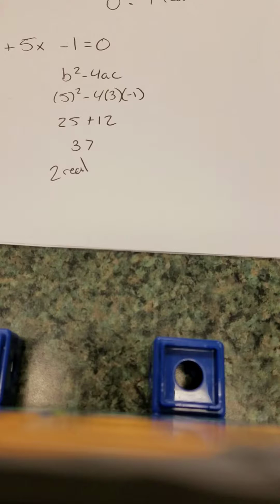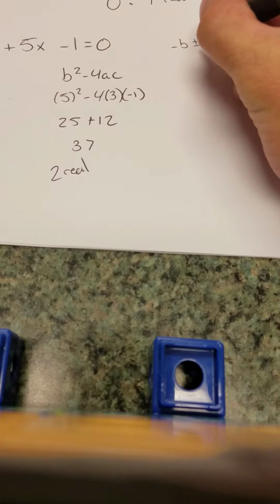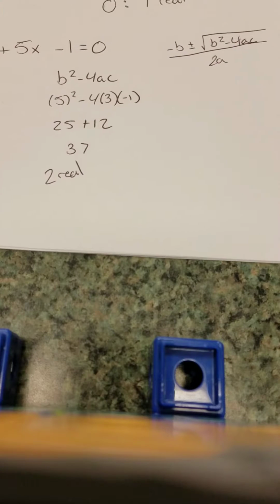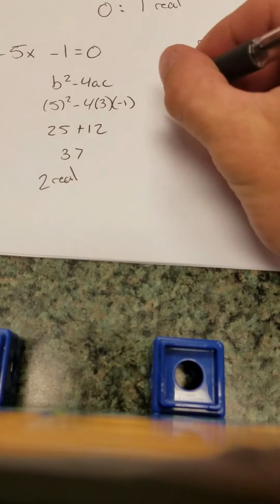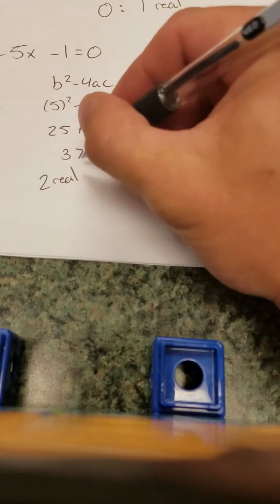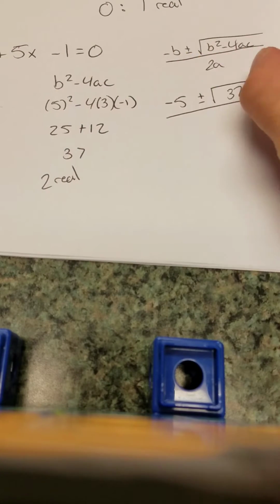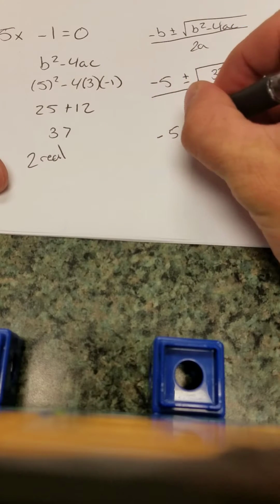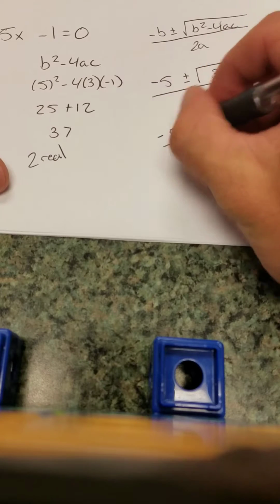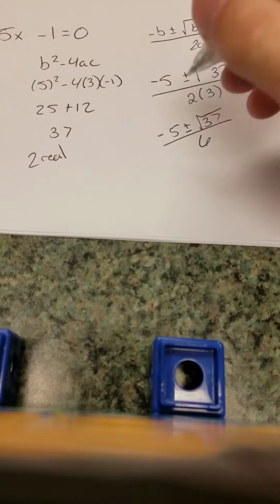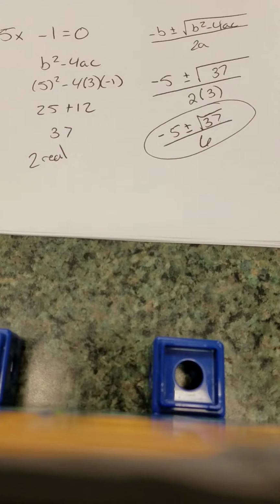So now we come over here and we plug it into the quadratic formula. Negative b plus or minus square root b squared minus 4ac all over 2a. Negative b, so we have negative 5 plus or minus square root. I already figured out b squared minus 4ac. It's right here. So I just put a 37 in there over 2 times a, which is 3. So negative 5 plus or minus square root 37 over 6. Now, you normally try to simplify this as far as we can. However, that's as far as that one goes. So there's nothing else we can do. That would be your solution.